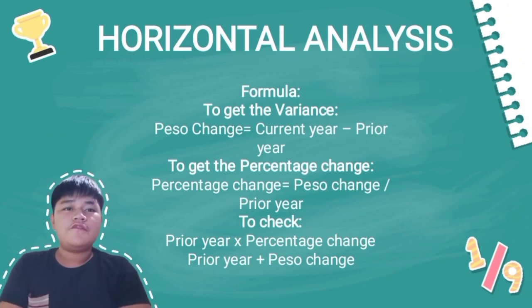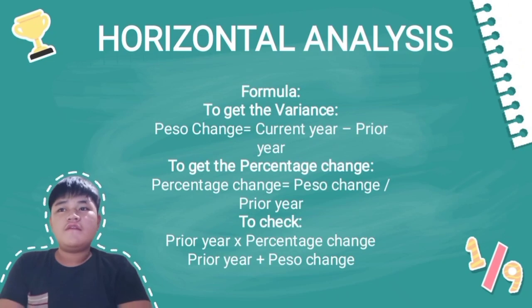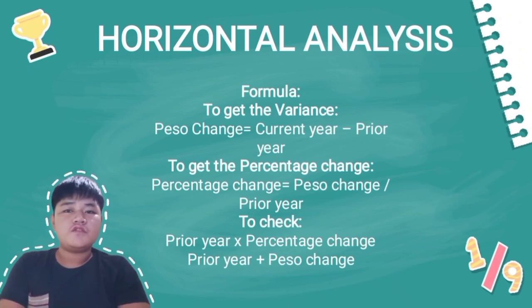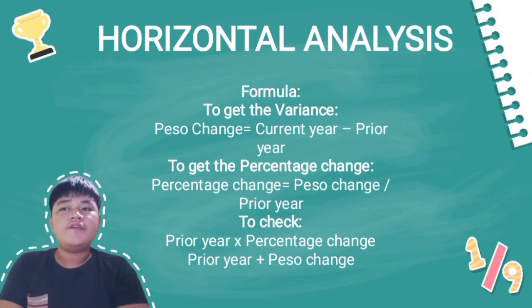So here is the formula of horizontal analysis. To get the variance, peso change is equal to current year minus prior year. To get the percentage change, divide the peso change by the prior year. To check your answer, prior year times percentage change, and prior year plus peso change.